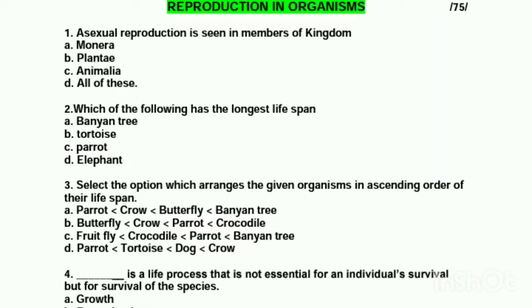In this video, we will learn reproduction in organisms. This is our 75th video. Questions. Asexual reproduction is seen in members of kingdom Monera, Plantae, Animalia, all of these.